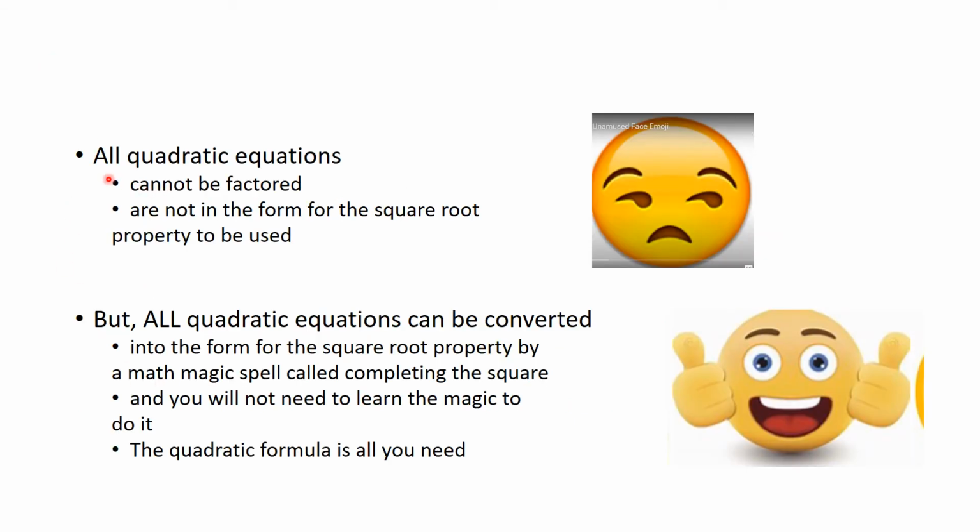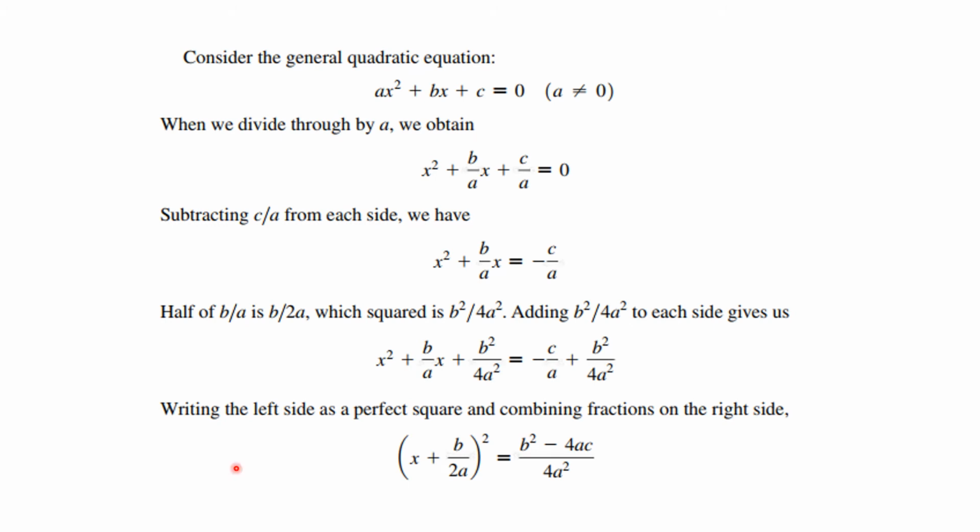Now, here are some truths. All quadratic equations cannot be factored, and all quadratic equations are not in the form for the square root property to be used. This is the unamused face. But all quadratic equations can be converted into the form for the square root property to be used by a magic spell called completing the square. And you do not need to learn the magic. The Beatles were wrong. Love is not all you need. The quadratic formula is all you need. I will do the trick once for you, though.